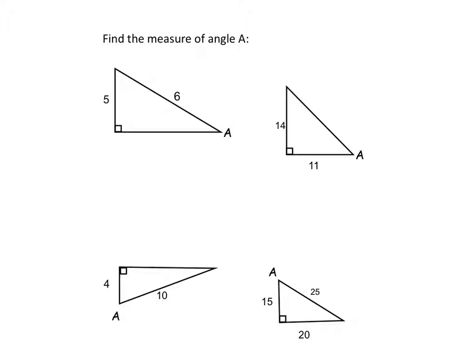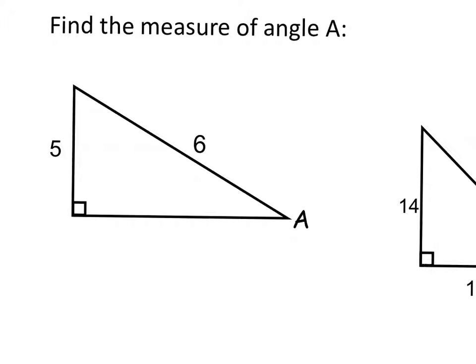And now we'll look at a couple examples of applying what we had just learned about inverse trig to actually solving pieces of a triangle. So let's look here at this first example. I need to find the measure of angle A, which is right here. So I'm given two side lengths. I'm given the opposite, which is 5, and the hypotenuse here, which is 6.